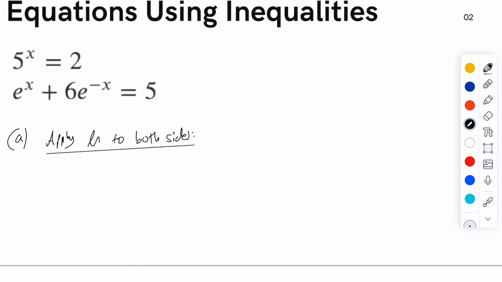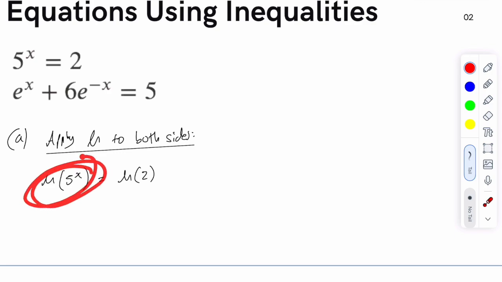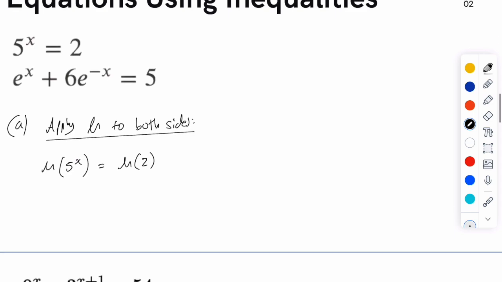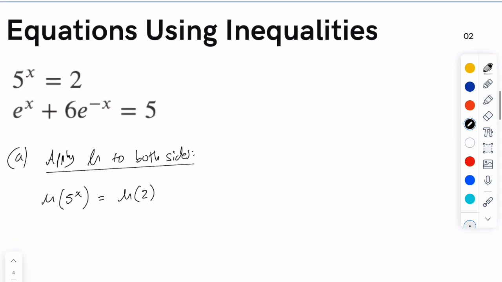We're going to apply ln to both sides, and if we do that, we get ln of 5 to the x is equal to ln 2. Now what rule does this look like? Well, this looks like the exponential rule, the power rule. So what we can do is bring the x down, and we can say x ln 5 is equal to ln 2.